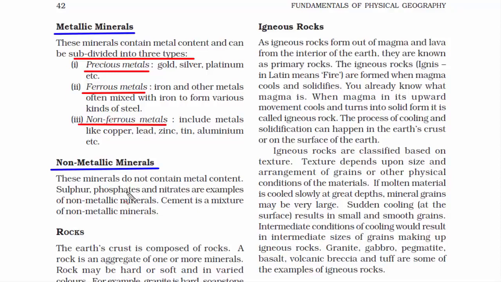Now let's look at the non-metallic minerals. Now these minerals do not contain metal content. Of course, if it is opposite of metallic, then they will not have metals. Now some of the examples of non-metallic minerals are sulfur, phosphate, and nitrate. And cement is a fine example of a non-metallic mineral.